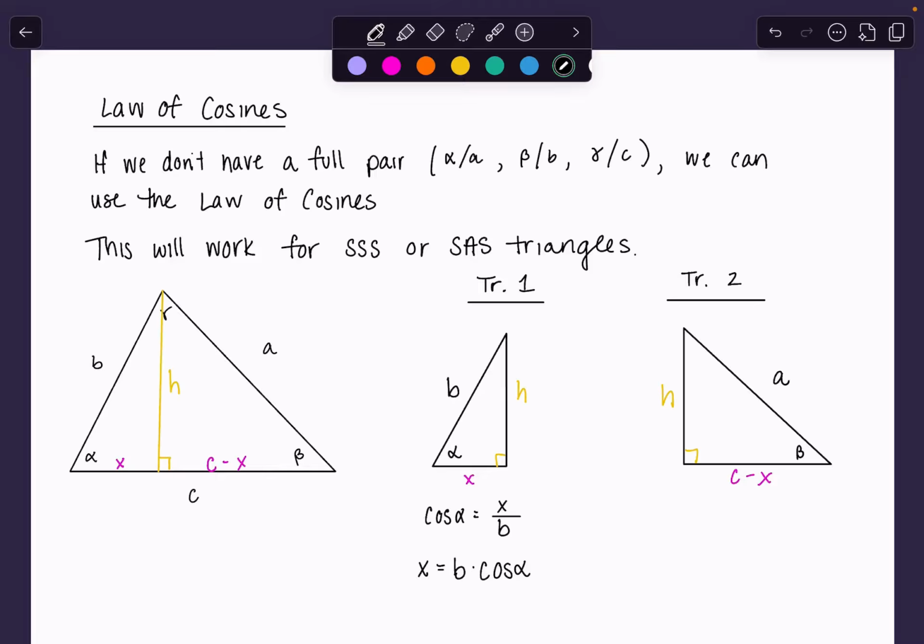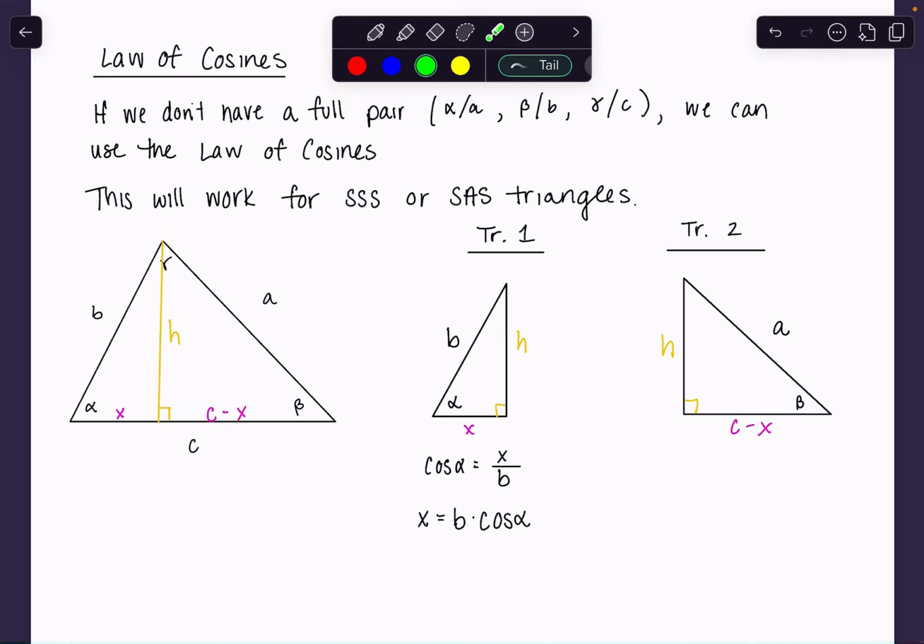Then the other thing I can do for each of these triangles is use my Pythagorean theorem, because my whole goal is to get a relationship between A, B, C, and then one of these angles. I don't want to use H or X. I want it to be based on the given components of my triangle. So I have a way to rewrite X in terms of two pieces of my triangle. Now what I want to do is see, can I rewrite H to be able to get rid of that as well, okay?